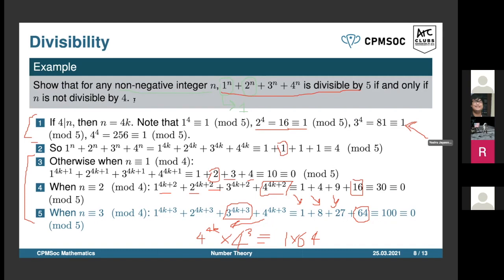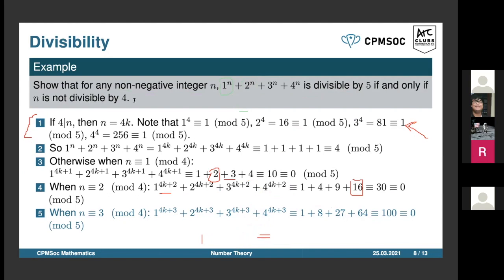So this first case over here proves one direction of the proof. The first case proves that if the expression is divisible by 5, then n can't be a multiple of 4. And the last 3 cases over here prove the reverse direction, which is if n is not divisible by 4, then the expression is divisible by 5. So yeah, that concludes the proof and also some of the motivation for how you can come up with this proof.